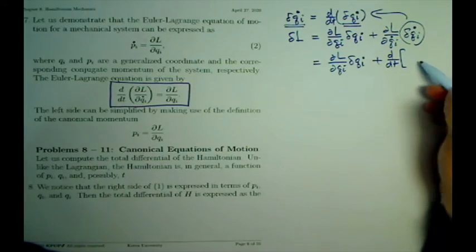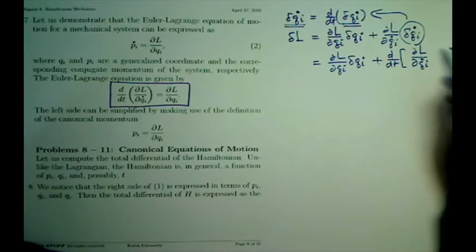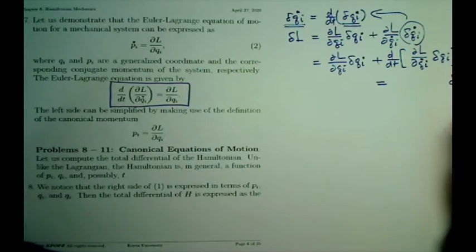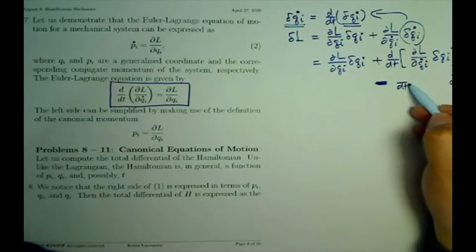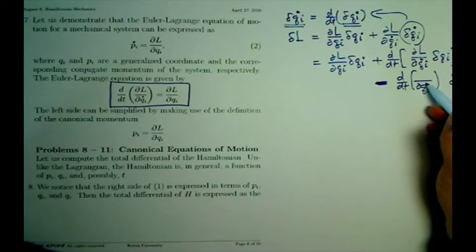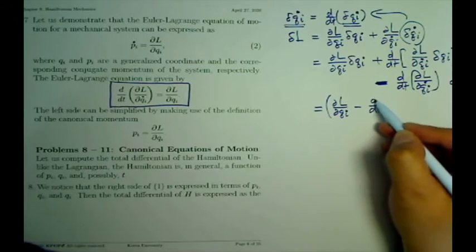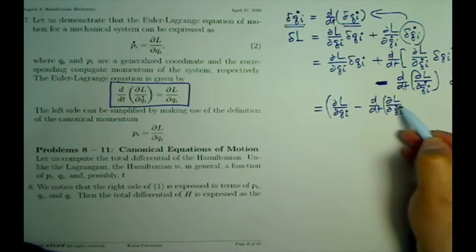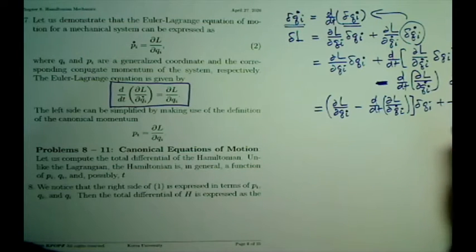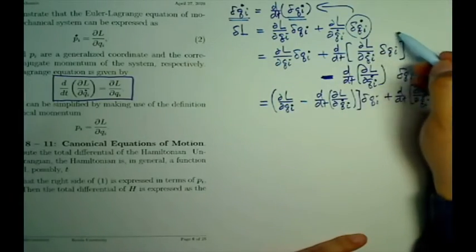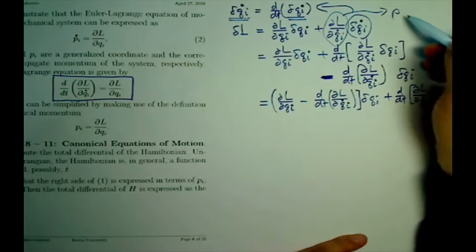So right, and then variation of delta qi multiplied by, subtracted by, and then combine these two, because at this point this one is momentum, actually, pi, right?